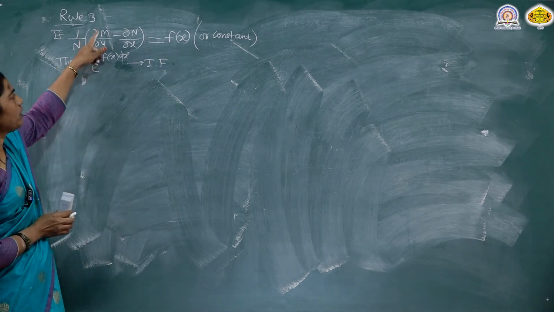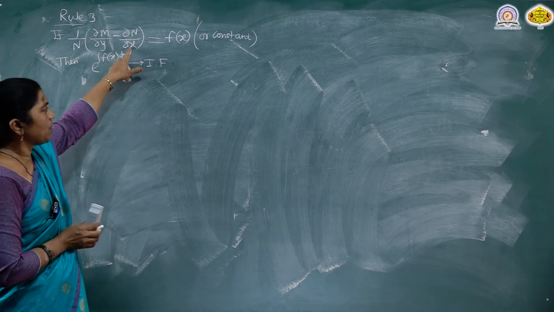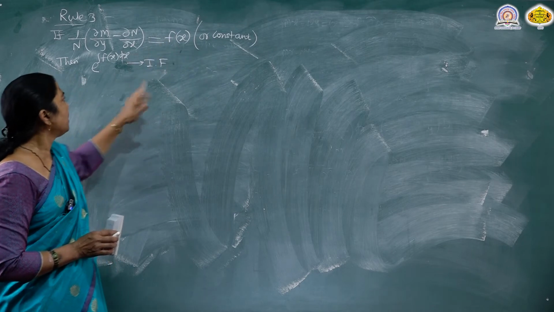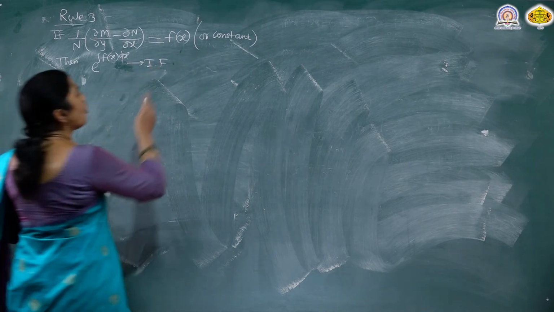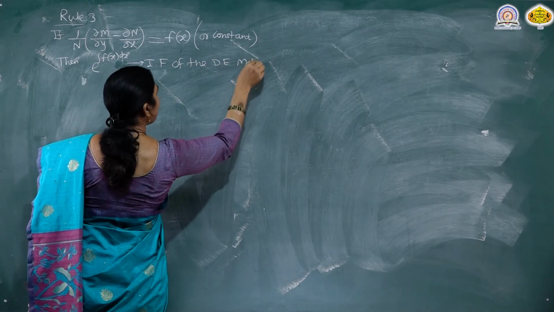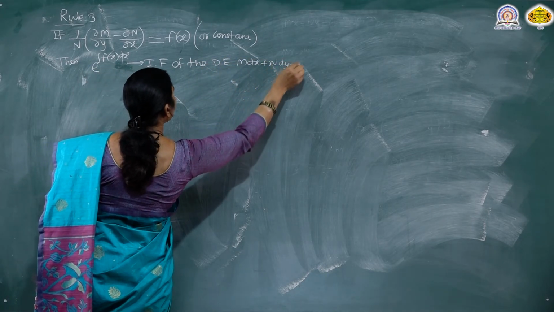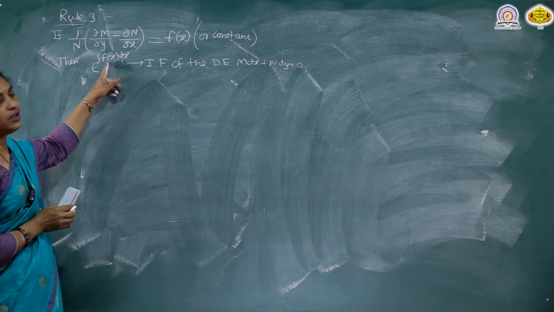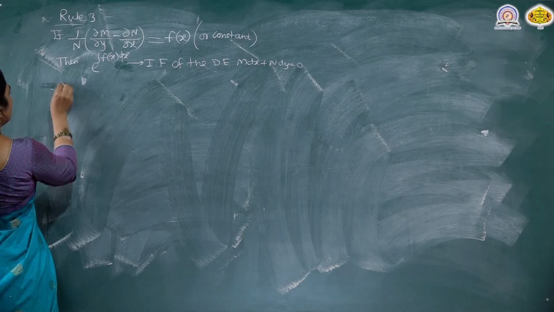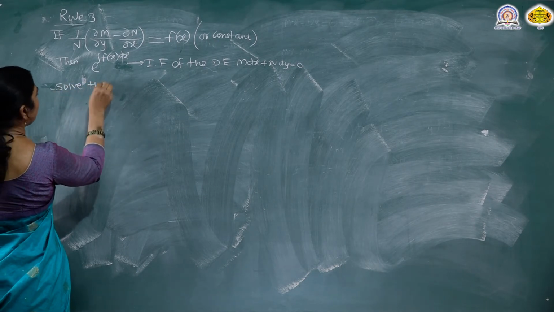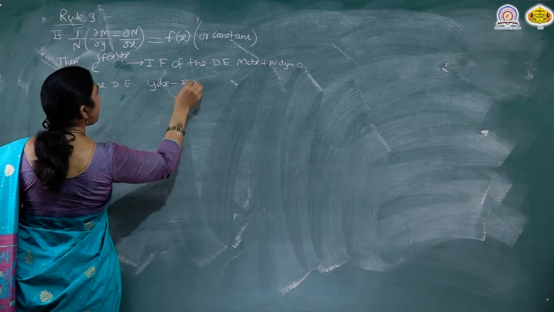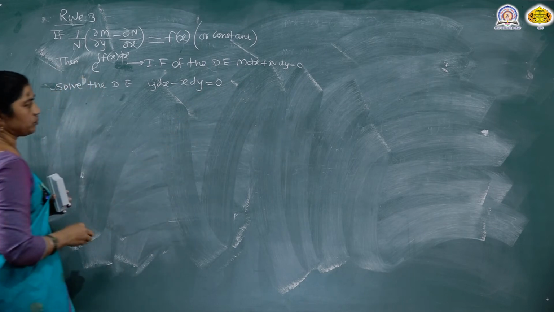So this is the integrating factor in this case. If 1 upon N (∂M/∂y − ∂N/∂x) is a function of x alone or constant, say f(x), then the integrating factor of the differential equation M dx plus N dy equal to 0 becomes e raised to integral f(x) dx. For example, suppose we want to solve the differential equation y dx minus x dy equal to 0.